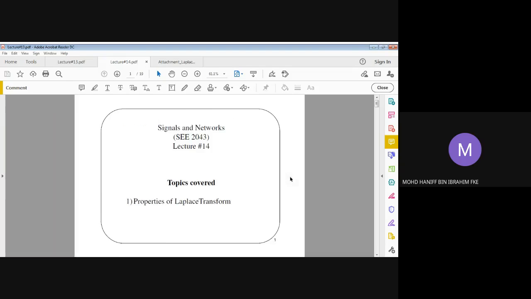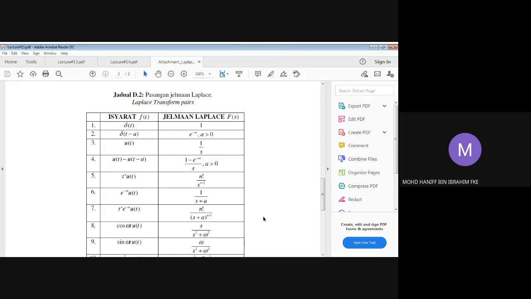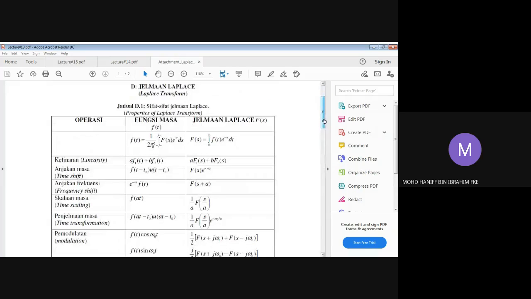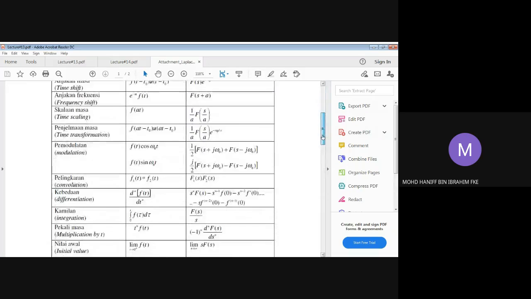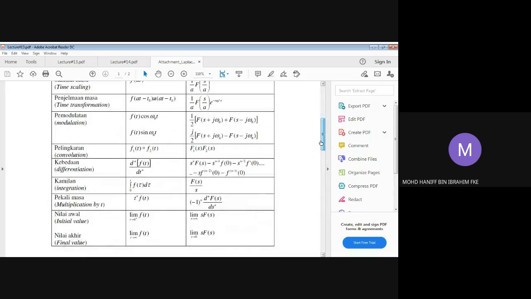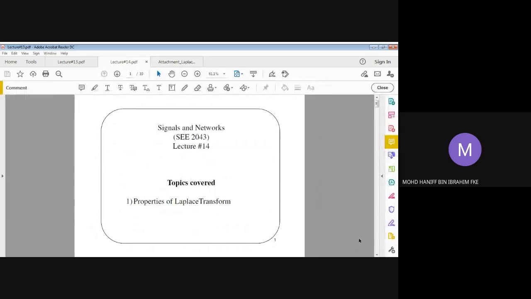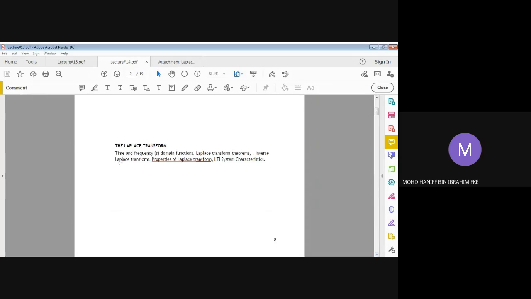Right, so lecture 14, the topic will be on the properties of Laplace transform. We are going to use this table most of the time, so make sure that you have this attachment with you. You need to have a copy to ensure that you understand it, and you can use it straight away in this lecture. So this will be the excerpt for lecture 14, in which we are going to learn about the properties of Laplace transform.